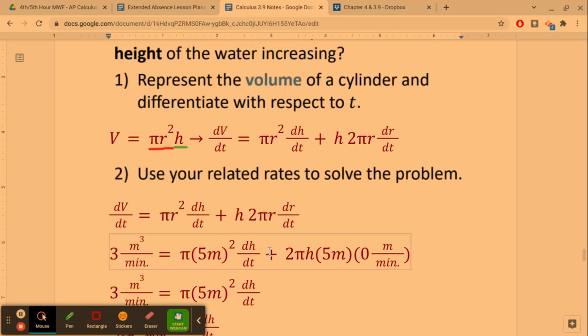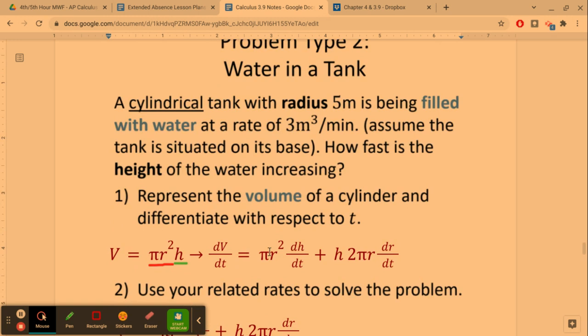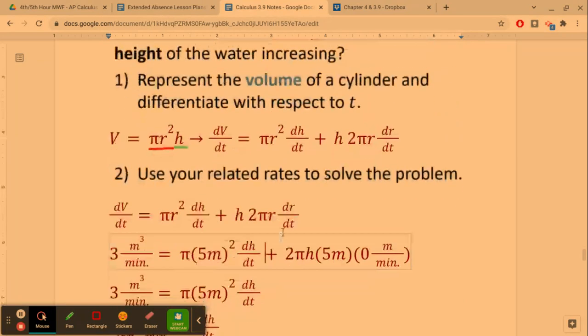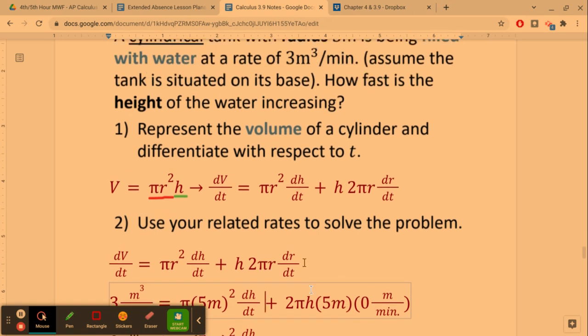And dh/dt, we don't know what that is. We need to find dh/dt. How fast is the height of the water increasing? That is dh/dt. Plus 2 pi h. We don't know the height at the moment. That's a bummer. We know the radius, and we also know the rate at which the radius is changing. So I do not know how high the water is, but that doesn't matter, because my radius is not changing. That is uber important.